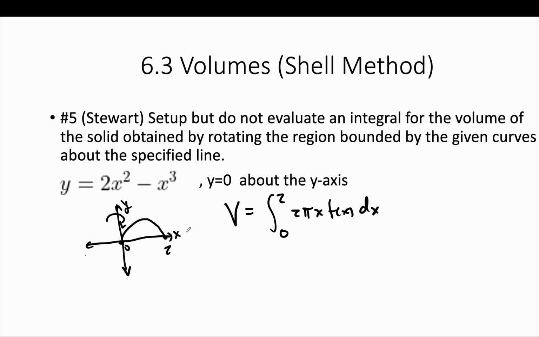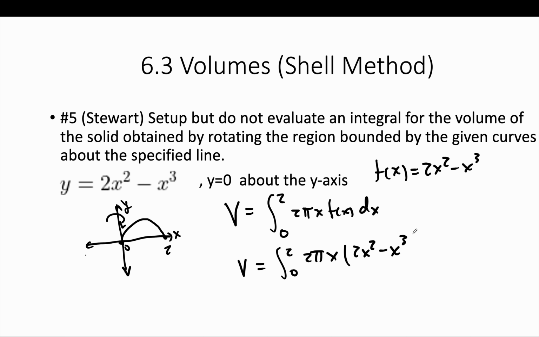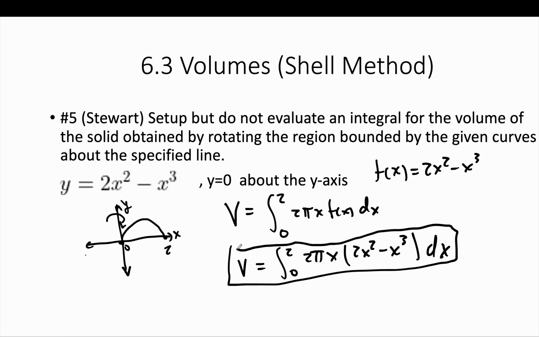And we know that f of x here is just going to be 2x squared minus x cubed in our equation. So we get the integral from 0 to 2 of 2 pi x times 2x squared minus x cubed dx. And this is the setup for the volume for the solid of revolution.